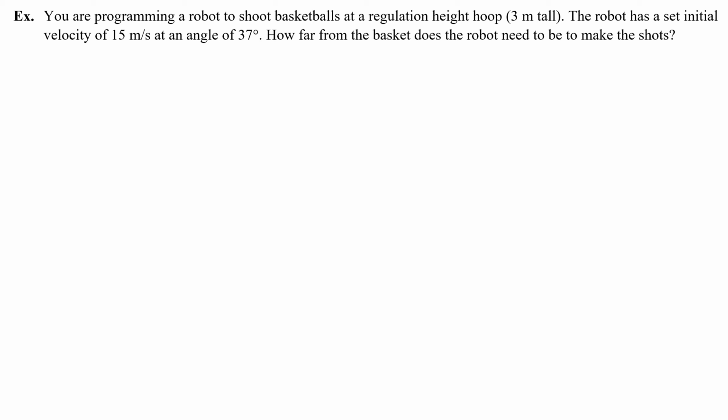Okay, so we're again going to assume that this robot is shooting the basketballs from the ground. Maybe it's got some sort of lacrosse stick that it's granny shotting with. I don't know. But here's the basketball on the ground. Sketch it.